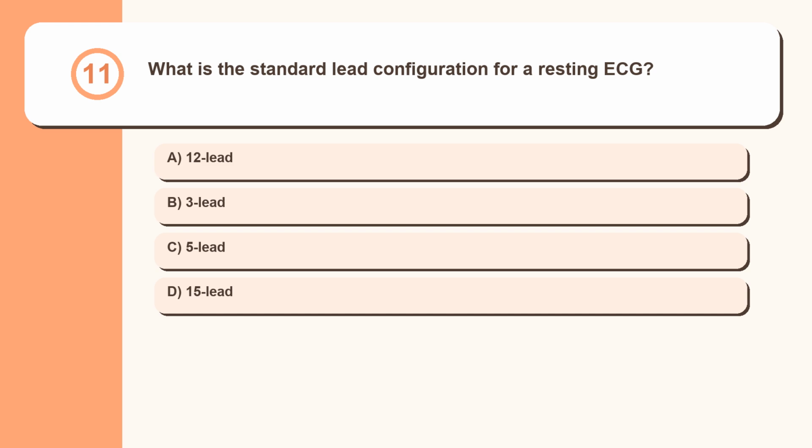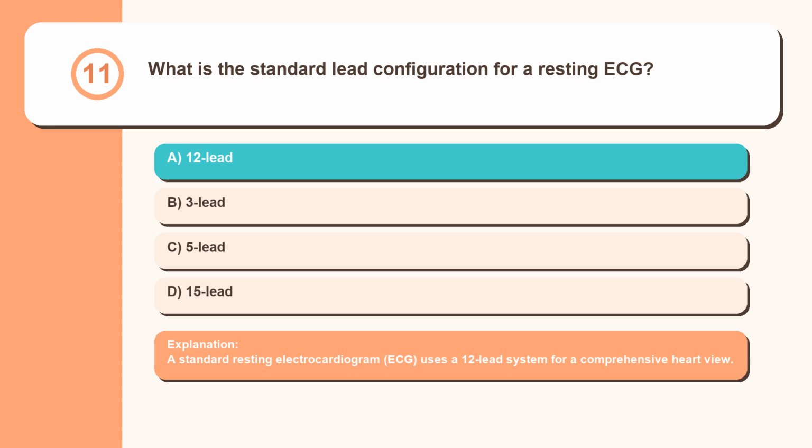Question 11. What is the standard lead configuration for a resting ECG? 12 lead, 3 lead, 5 lead, 15 lead. A standard resting electrocardiogram, ECG, uses a 12-lead system for a comprehensive heart view.